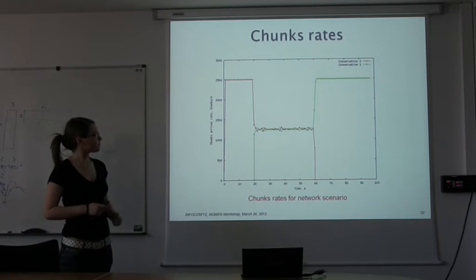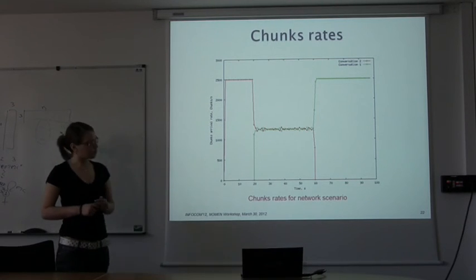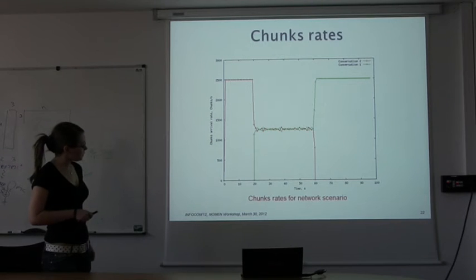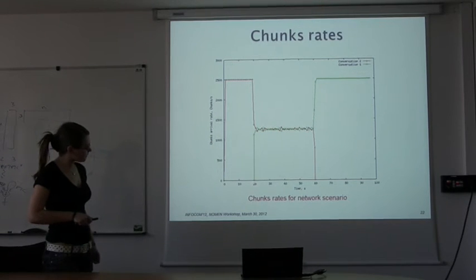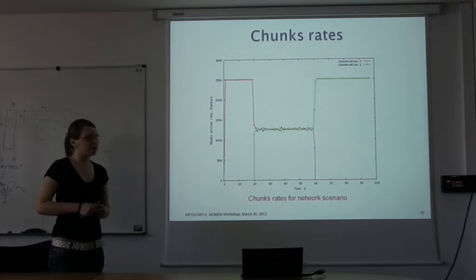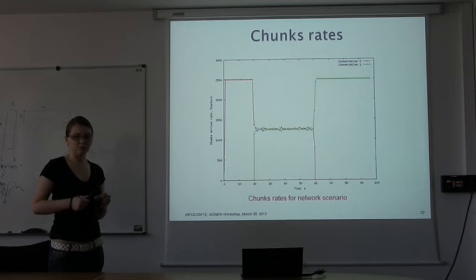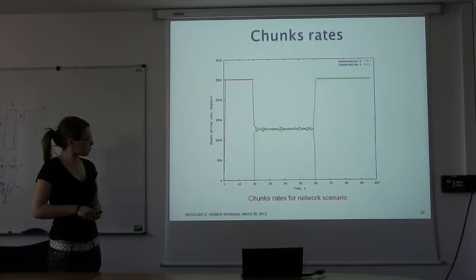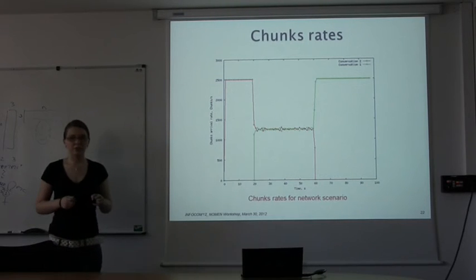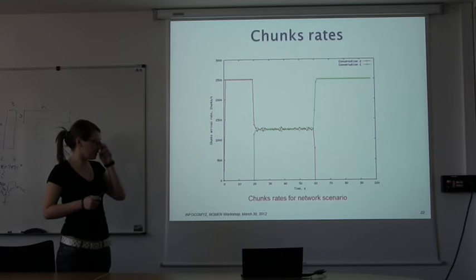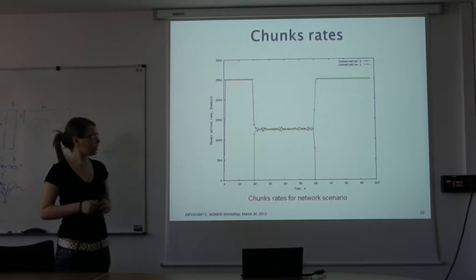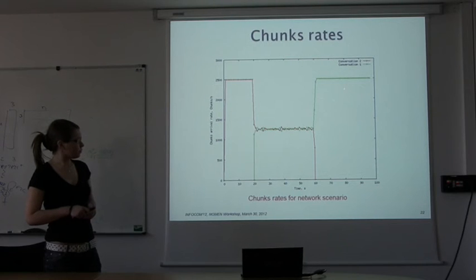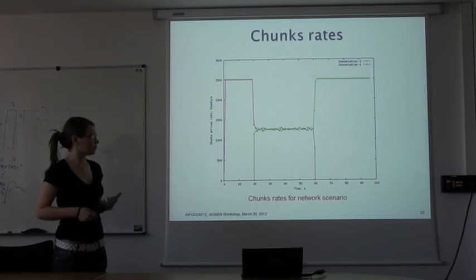Concerning the chunk rate, in the time interval from 0 to 20 seconds we have only conversation 2, and so this conversation uses all the router resources. In the interval from 20 seconds to 60 seconds, we have two conversations at the same time, and the router resources are shared fairly. When conversation 2 becomes inactive, conversation 1 starts to use all the node resources.